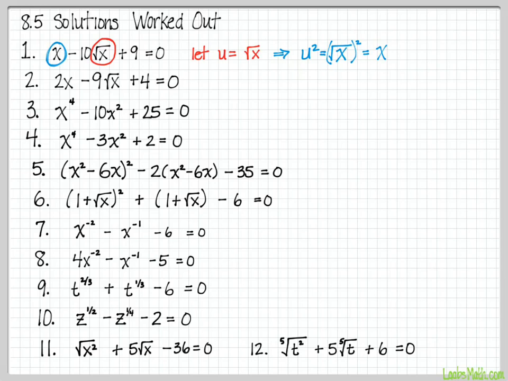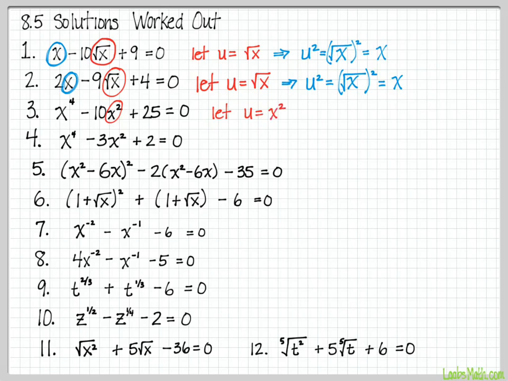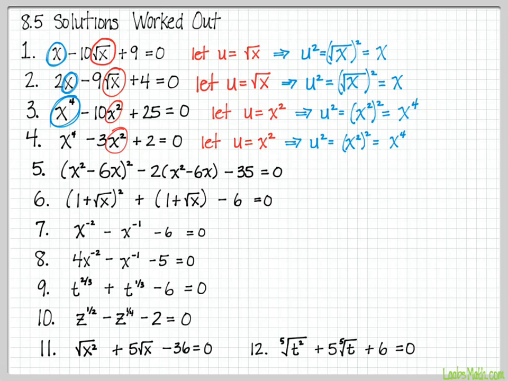I want to show you that for each one of these problems, in problem number 2, I'm picking that middle term, and then I'm going to square it to get U squared, and then I notice, oh, that's the first term. In problem number 3, you let U equal x squared. And so U squared would be x squared squared, which is x to the 4th, again, that first term. Problem number 4, the middle term, let U equal x squared, and just like in problem number 3, we get that U squared is x to the 4th, which is the first term.